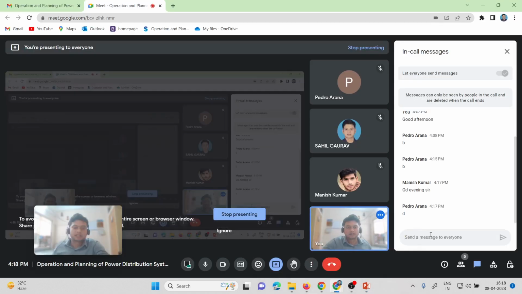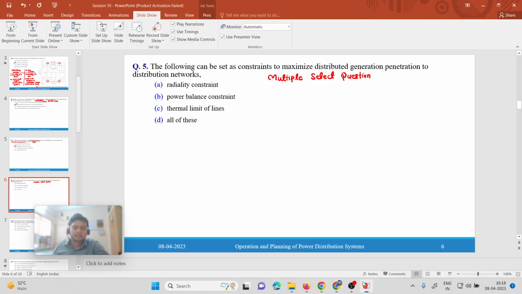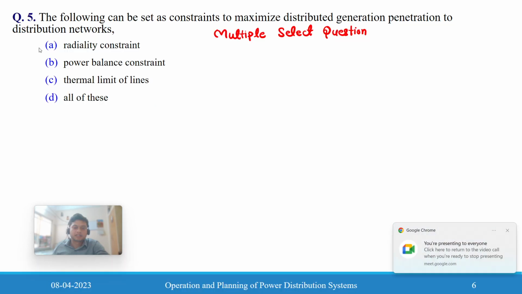D. Okay, good evening, Manish. Pedro has replied D. No, for this you have to think about radiality. Radiality constraint cannot be set as a constant. It doesn't mean DG penetration does not depend upon the topology of the network. Whether it is radial or meshed, it doesn't matter. So this first option A is incorrect. It cannot be set as a constant to maximize DG penetration.